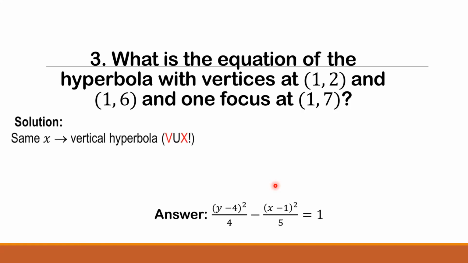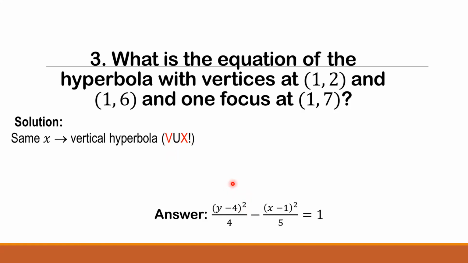So first we recognize that our vertices have the same x. So pag same x, we have a vertical hyperbola. Diba? Sa VUX natin, vertical line, undefined slope, x is constant, vertical yun. Okay, so vertical yung hyperbola natin. So ibig sabihin, yung sa y yung magpa-positive. Okay, y yung nasa unahan.